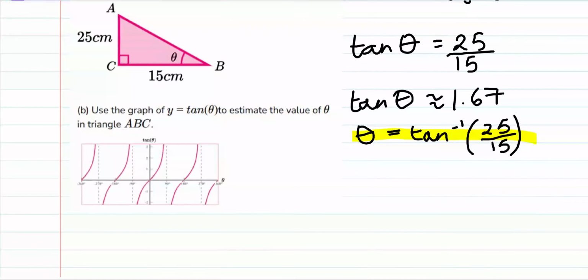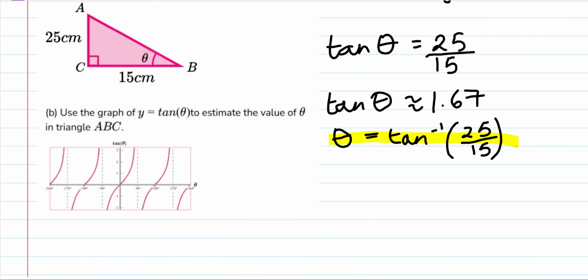Now we use for part B, the graph to estimate theta. Note that 25 divided by 15 is approximately 1.67, which I've written on the screen. So we're looking for a value where y equals 1.67 and crosses the curve.